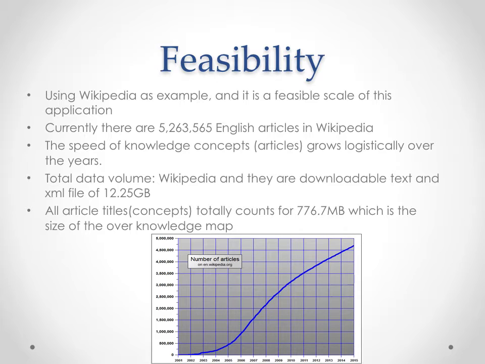And then we also studied the speed of the knowledge map, which means how fast this knowledge map will grow. Based on the growth of Wikipedia articles, it seems to grow as a logistic function over the years, which is not too fast for the evolving speed of the knowledge map, so this system can perform at a relatively scalable speed.